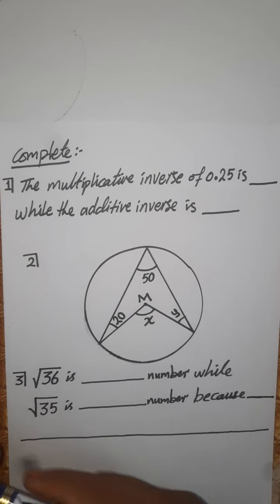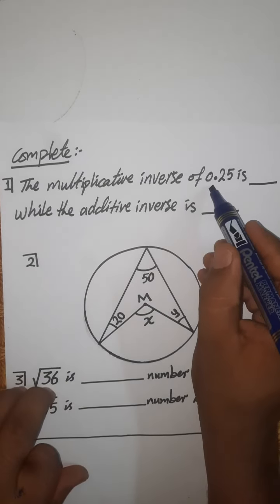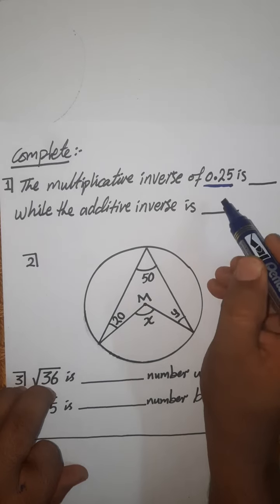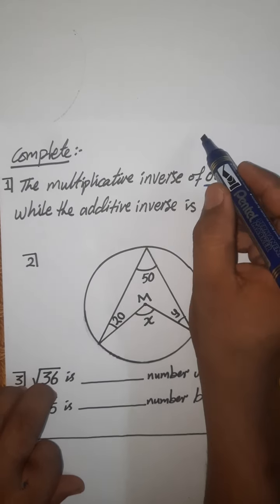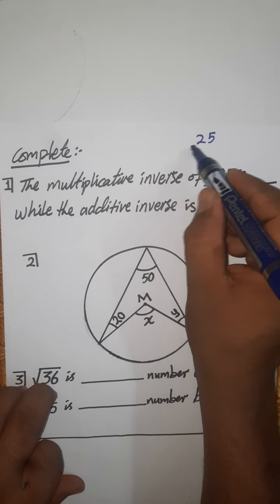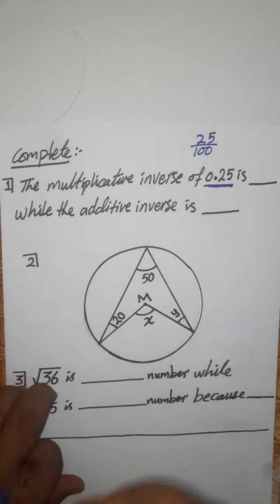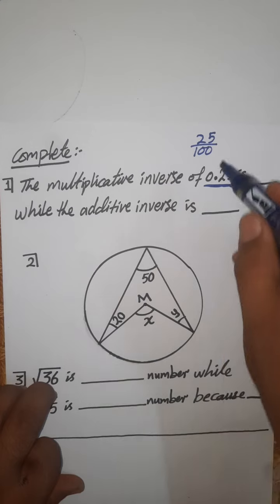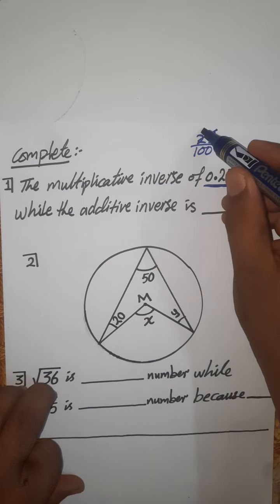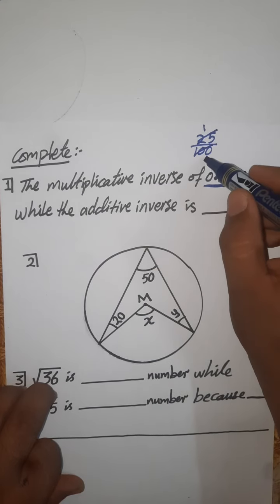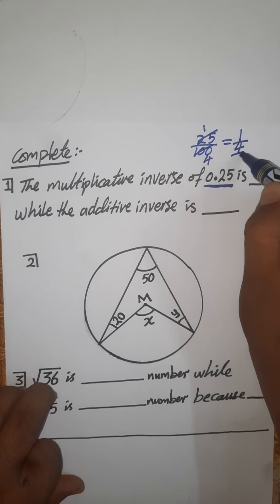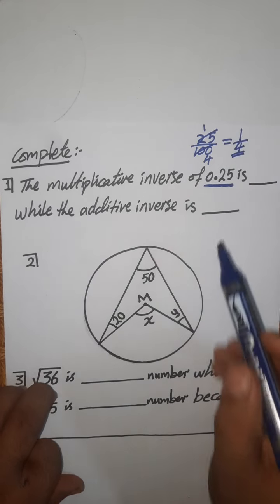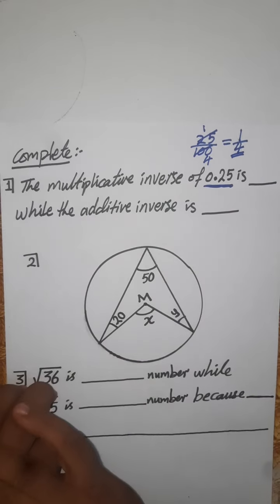The multiplicative inverse of 0.25. First of all, 0.25 is 25 over 100 if you remove the decimal point. So 25 over 100, when you simplify, divide by 25, it's 1. Divide by 25, it's 4. So the fraction is 1 over 4. So 1 over 4 is the common fraction, but 0.25 is the decimal fraction.